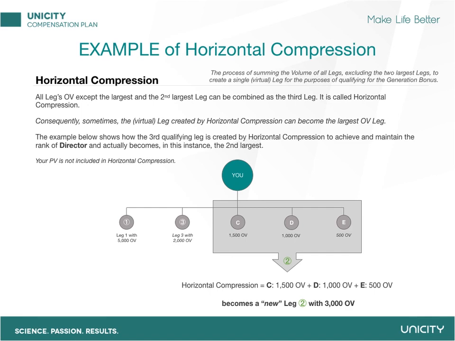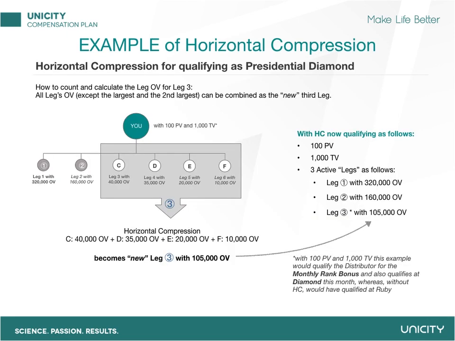And now an example at a higher level. This person, simply put, would have qualified naturally at Ruby, but with this, will qualify at Diamond. Legs C, D, E, and F sum to, with their 40, 35, 20, and 10,000, sum to 105. Instead of a leg 1 of 320, a leg 2 of 160, and without horizontal compression, a leg 3 of 40, and then some other stuff that I don't really care about, and becoming a Ruby, I'm now able to use D, E, and F to add to C to create a new leg 3 virtually for this month for commissions to get me to Diamond.